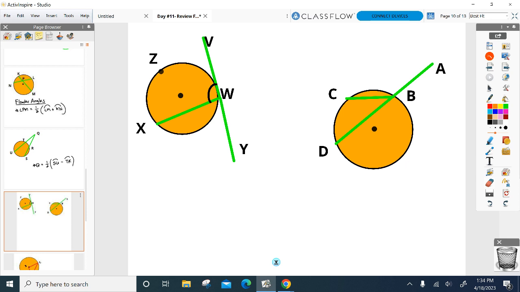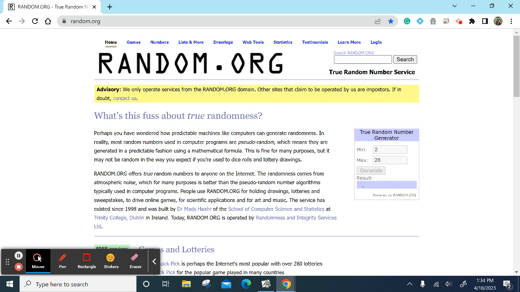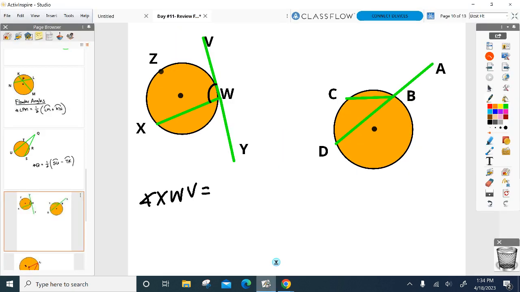Angle XWV. We just spent a long time reviewing that on homework. How do I find that angle? Go through your head too. Inside, outside, tweener. What's the deal? How do I find that angle? Good. It's a tweener formed by a chord and a tangent, which you have a rule for.